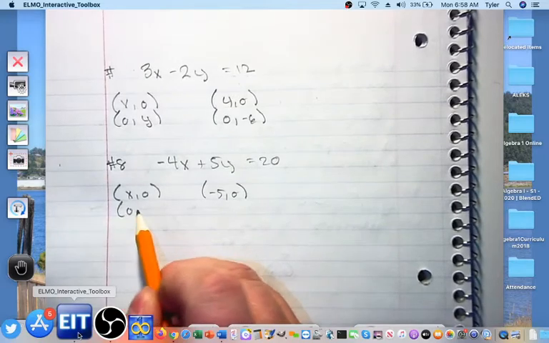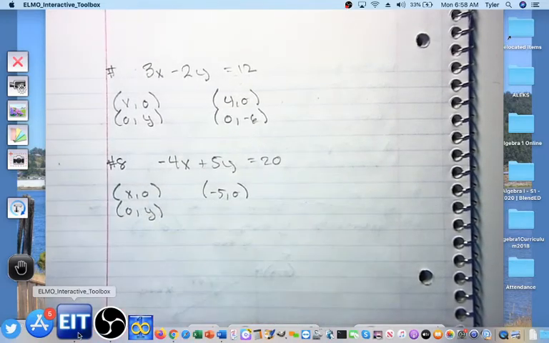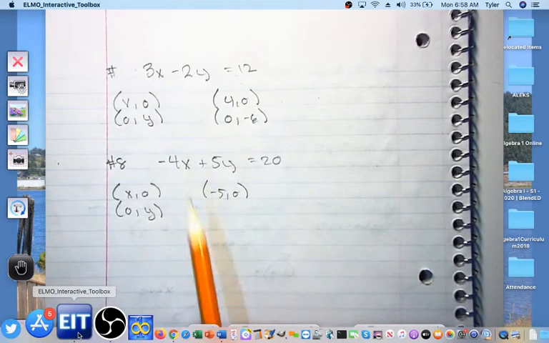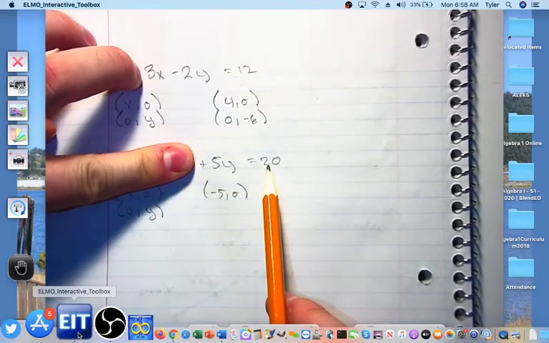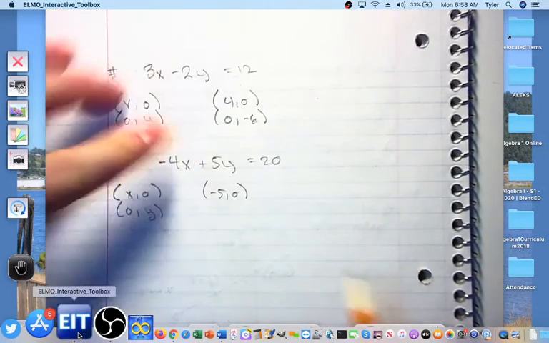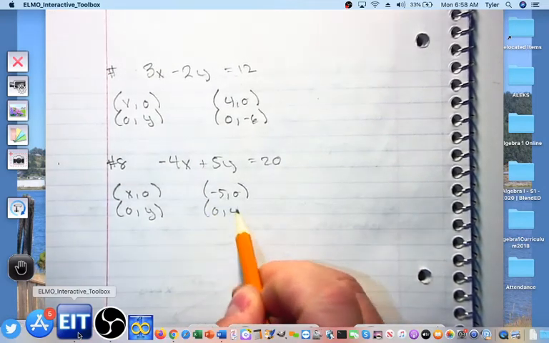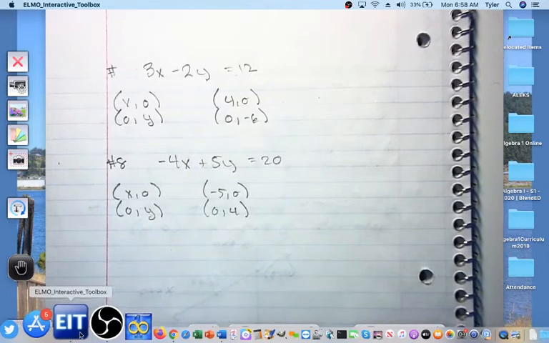And let's put a 0 in for x and see if these numbers work out evenly. Negative 4 times 0 is 0, so let's just cover that up. 20 divided by 5 is going to be 4. So my y-intercept is 0, 4.